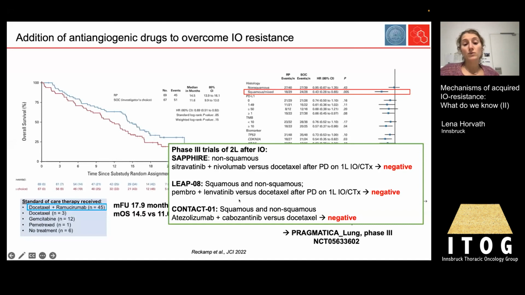And also the CONTACT-01 study that investigated atezolizumab and cabozantinib, that's also a multi-drug tyrosine kinase inhibitor, versus docetaxel was negative. So there's for sure several things we do not understand at the moment, and many patient subgroups that have to be investigated in more detail in the future to understand which patients benefit from anti-angiogenic treatment.